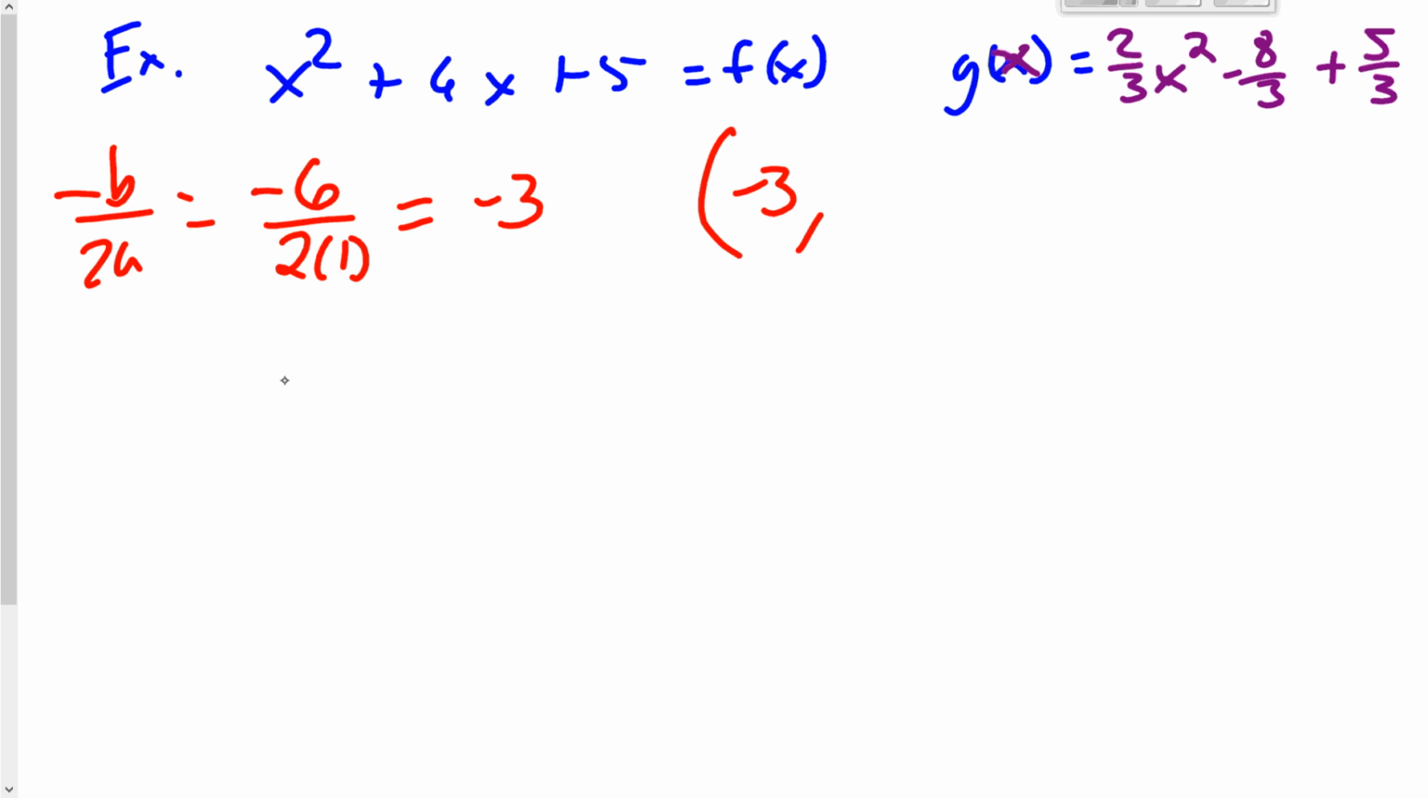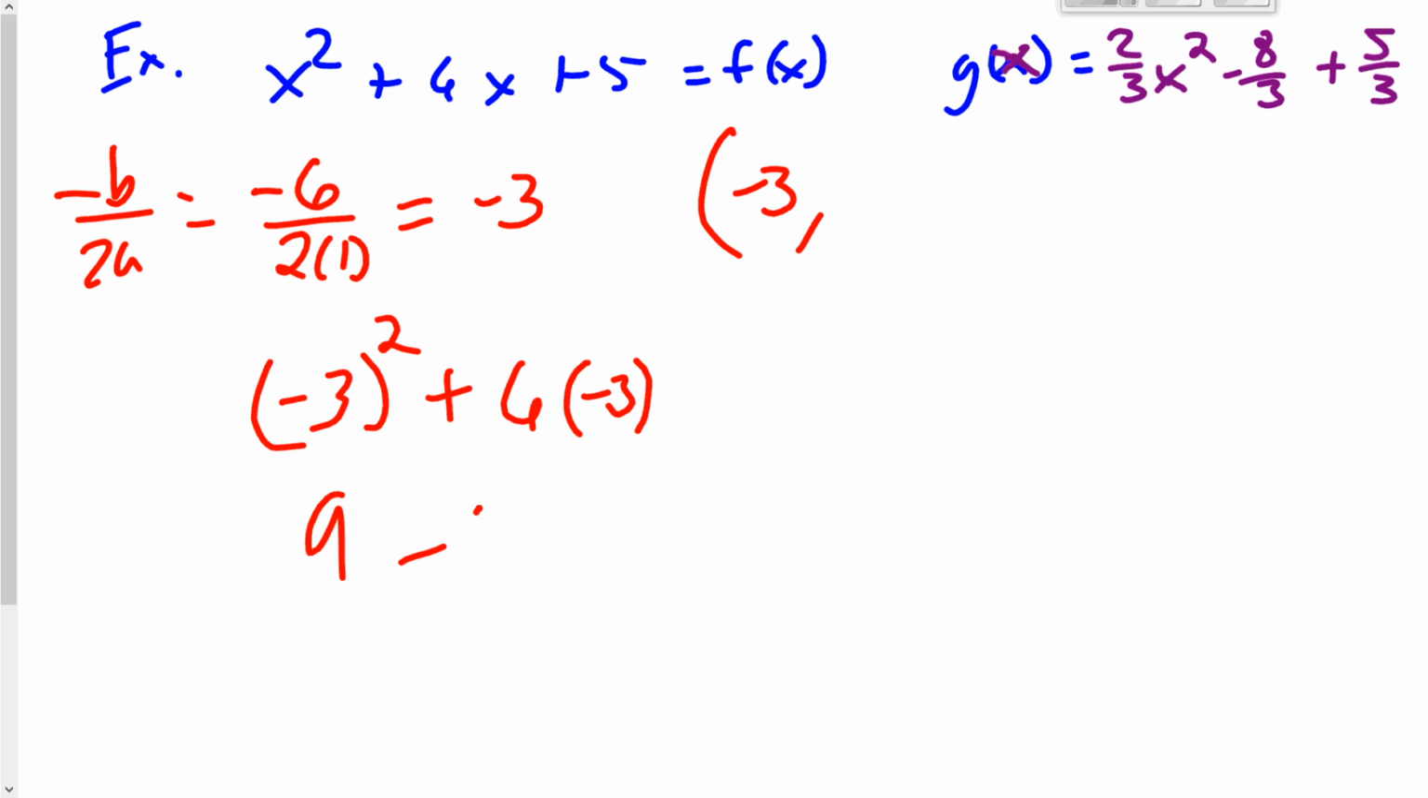Now to find my y value, I just plug it in, negative 3 quantity squared. Make sure you put parentheses on that, because whenever we square a negative or a positive, it's always going to be positive. Then take 6 and times that by negative 3, so we get negative 18. And then we're going to add 5. So we get negative 9 plus 5. That is negative 4. So there's our x, and there's our y value of our vertex.